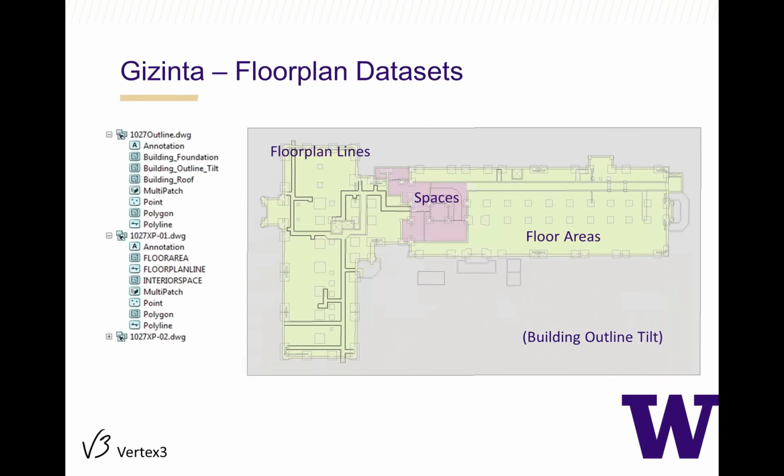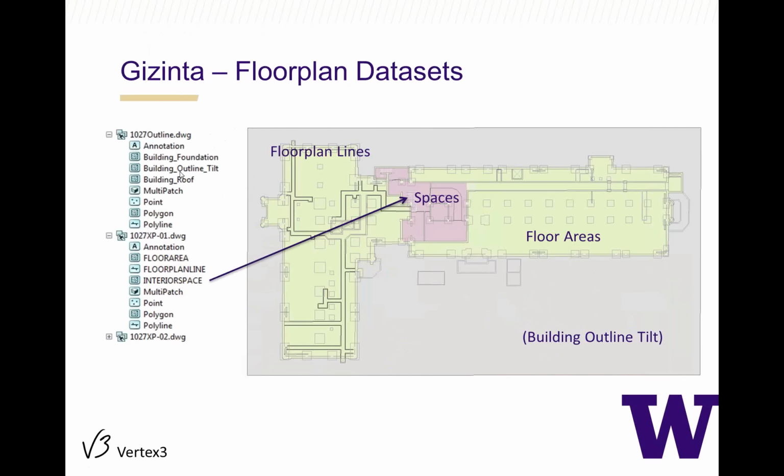So here's a look at what happens during the process with Gizinta. We have our outline drawing here as well as one of our floor plans. And here's one of our feature classes in the building outlines, which is what we call our building outline tilt. It's basically just a square wrapper around all the architectural lines with an offset of like 10 feet. And then we have our floor plan lines, so all of our architectural lines are walls, doors, windows, things like that.